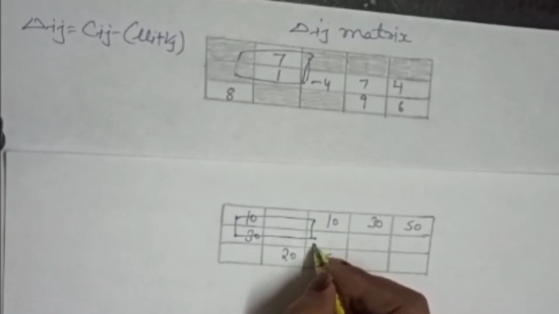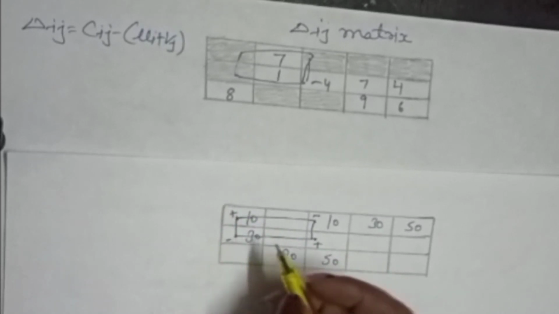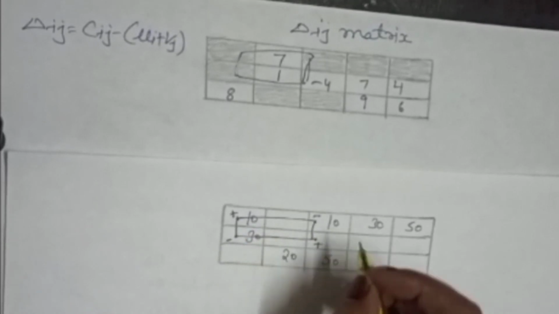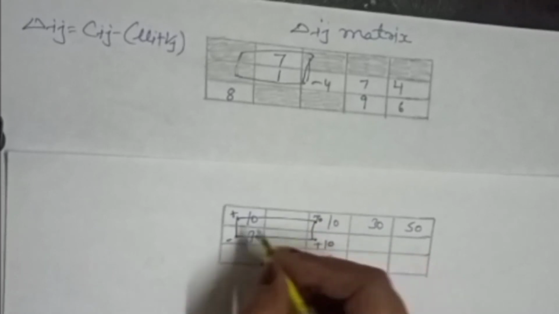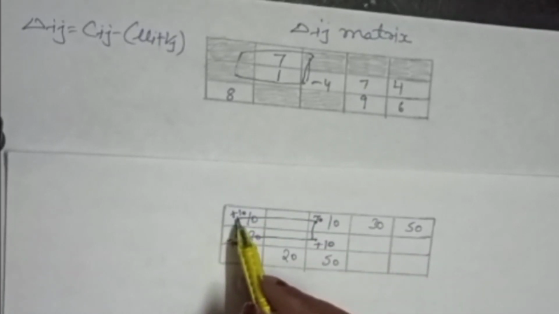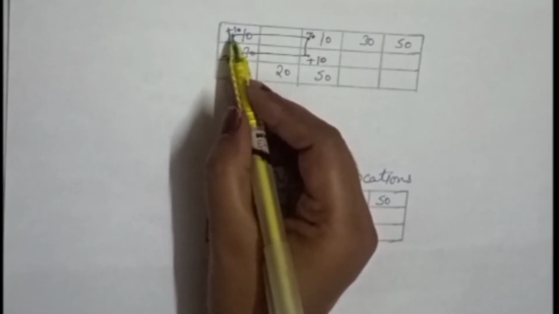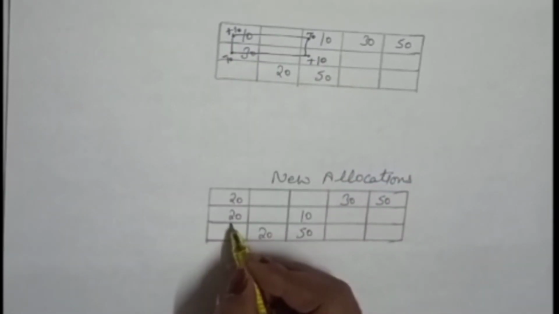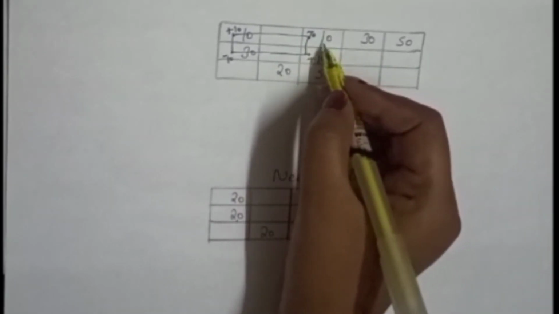Now we will write here plus, minus, plus, minus. We will find the minimum value. Our minimum value is 10. So here we will write plus 10, here minus 10, here plus 10, here minus 10. Plus 10. We have already 10 in this cell, so if we add 10, 10 plus 10 is equal to 20. 30 minus 10 is equal to 20. Minus 10. So here we have 10.